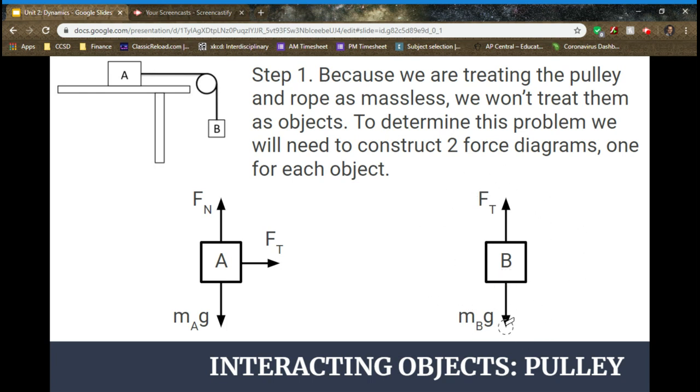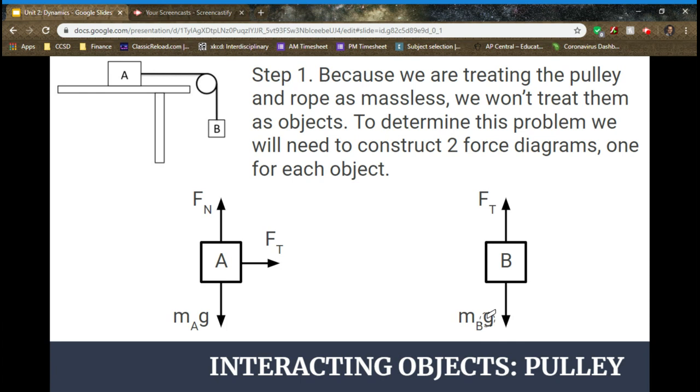Okay, gravity's pulling down. Notice that I am using, instead of F sub G, I'm using mg, the weight of an object. This is acceptable. Do not just put G. And do not just put M. Those are wrong. M by itself is a mass. It's not a force and has no place in a force diagram.